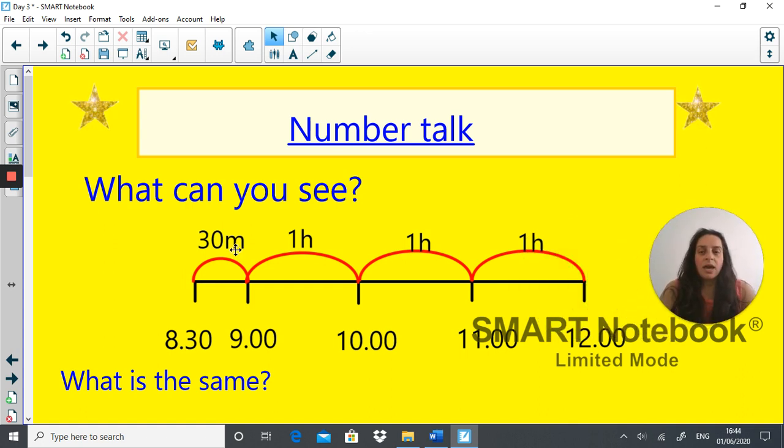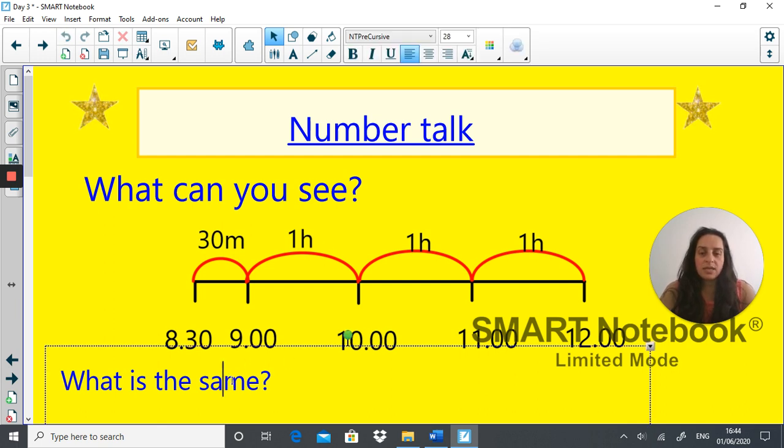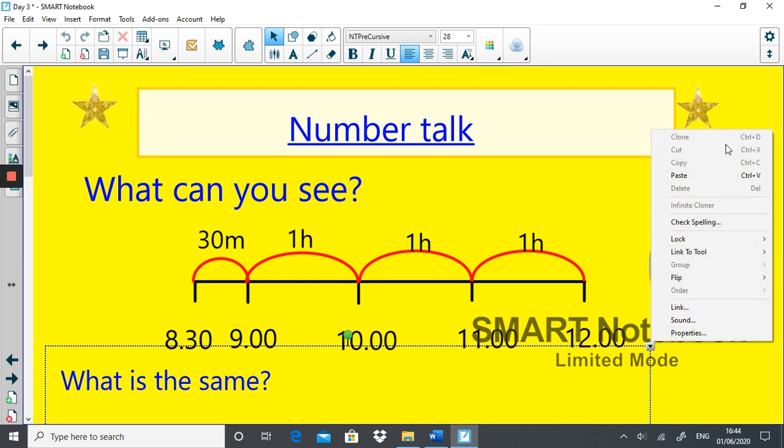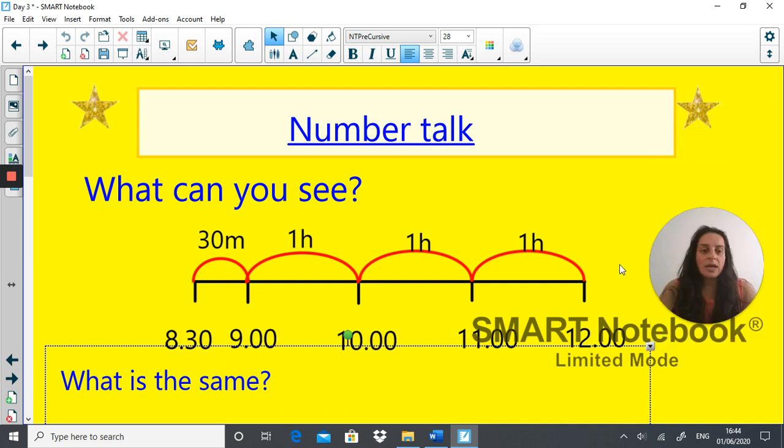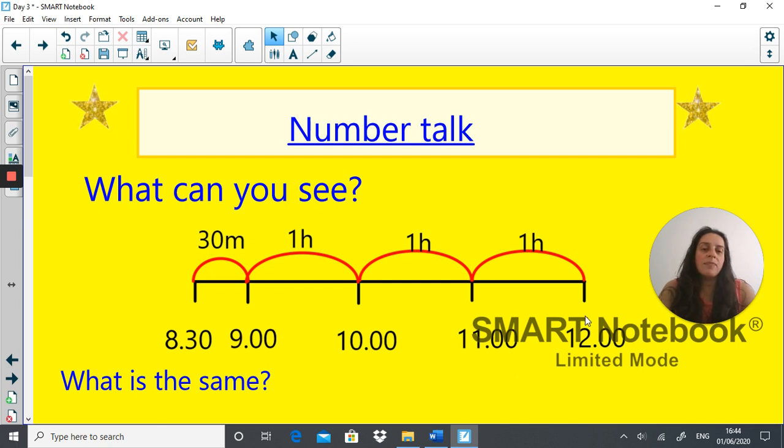What can you see on this number line? We've done a lot of work on representing elapsed time on number lines. I want you to explain to me, what do you see happening here? What is this number line describing to us? So just pause the video. If you're with your parent or carer, you can tell them, or maybe you can just write down what this number line shows you. Off you go.